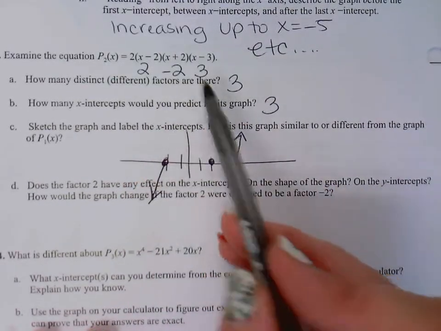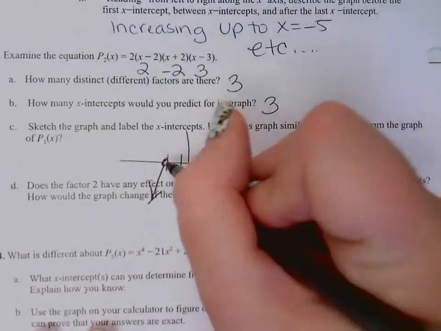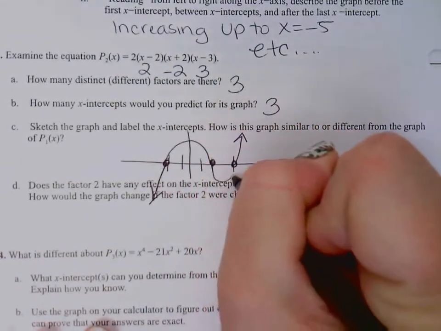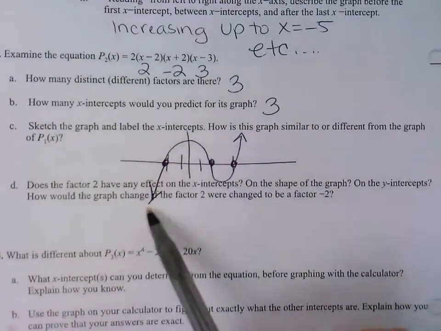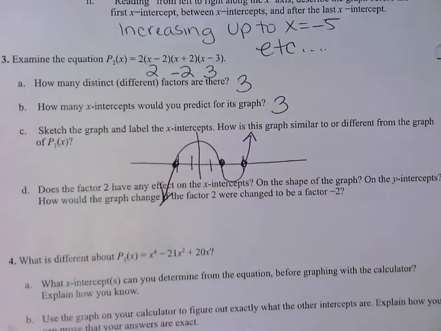It's going to cut through each of these points. So cut through, cut through, cut through. So some kind of snake like that. It never bounces off. It just kind of curves and keeps going.